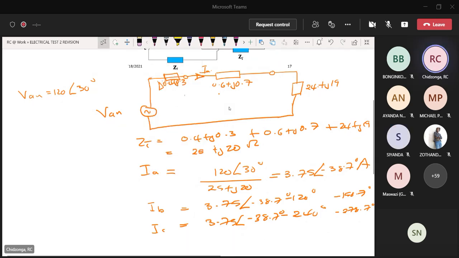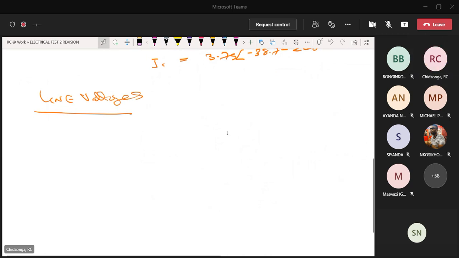I've assumed that it's appearing here at this point. If I want to calculate the line voltage at that point, which will be on the load side, then I can lump these two together. My circuit will be like this now.